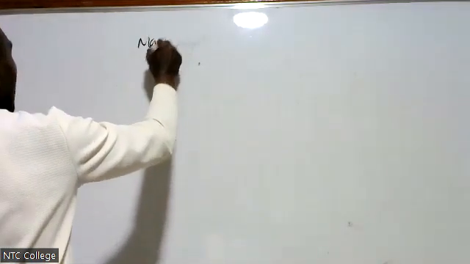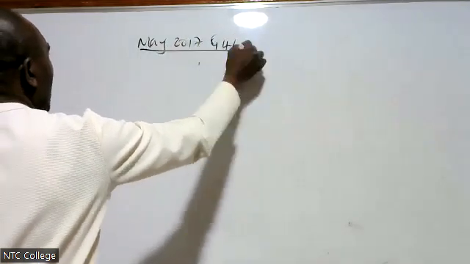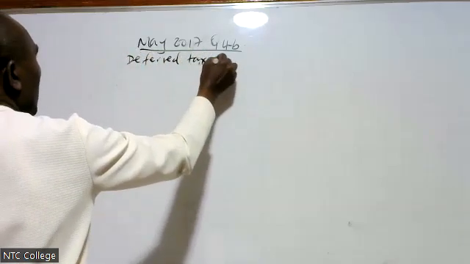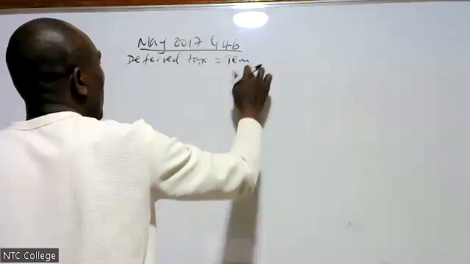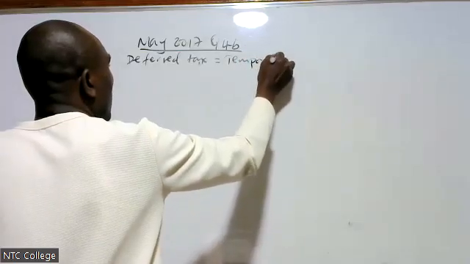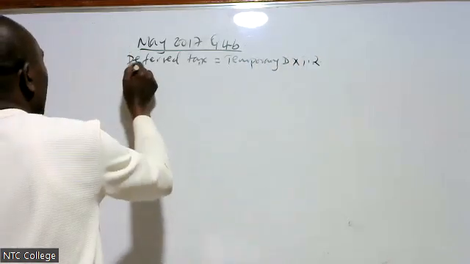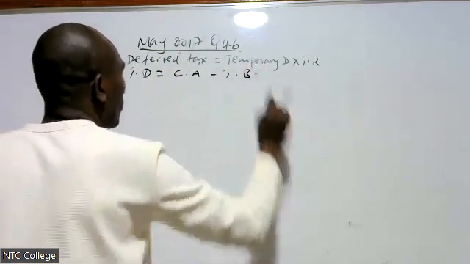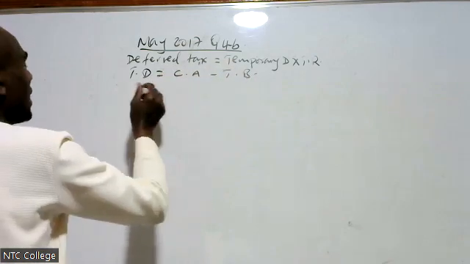May 2017, question 4B. We say deferred tax equals temporary difference times tax rate. Temporary difference equals carrying amount minus tax base. Once I have this, I cannot miss a mark there. Therefore, I need the carrying amount, I need the tax base.